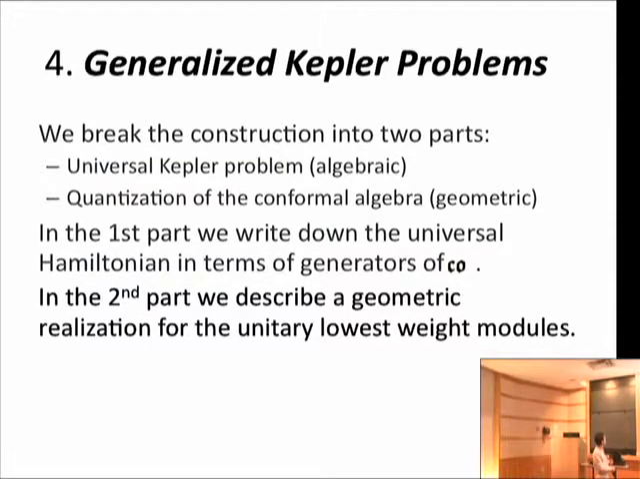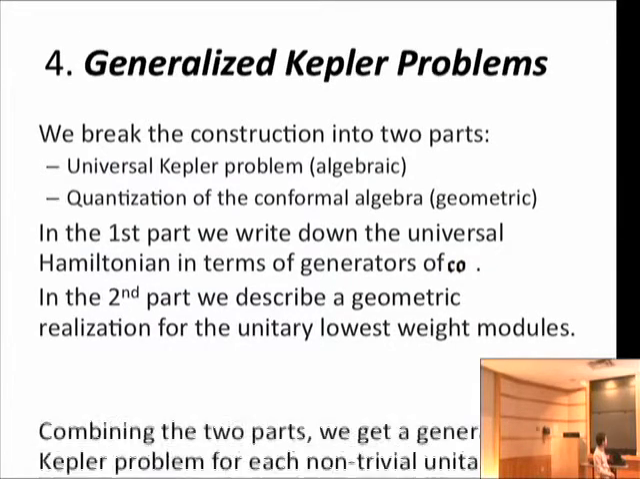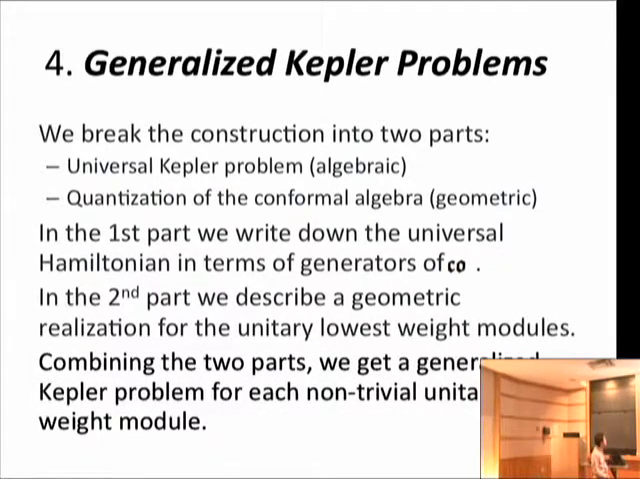Then you plug it into this universal Hamiltonian relation. Then you will get differential operators for the Hamiltonian, instead of abstract elements in the conformal algebra. So combining these two parts, we get a generalized Kepler problem for each non-trivial unitary lowest weight module.